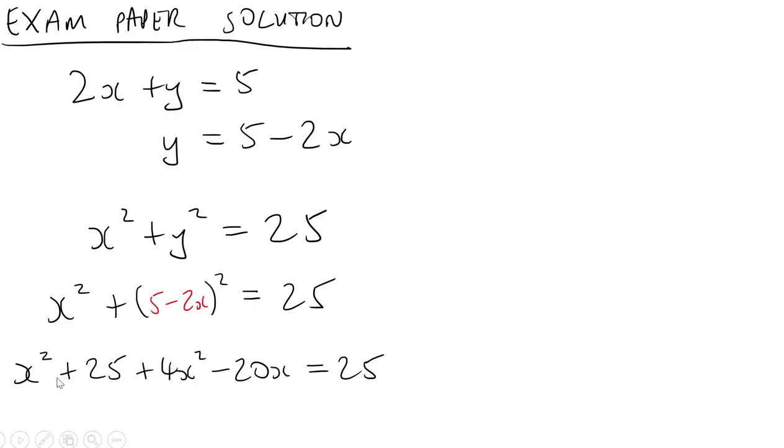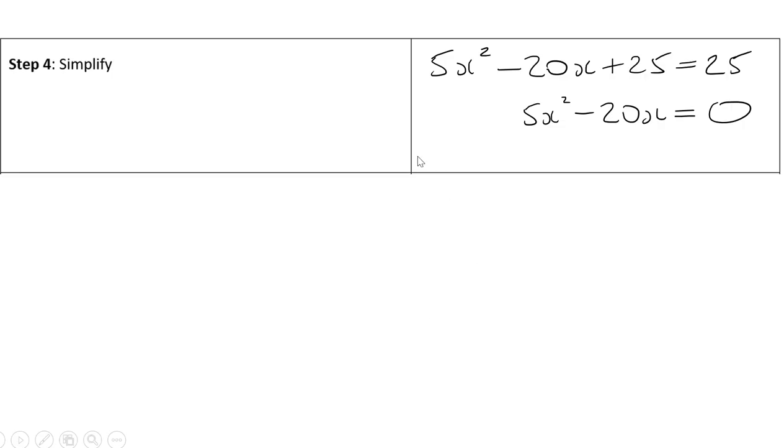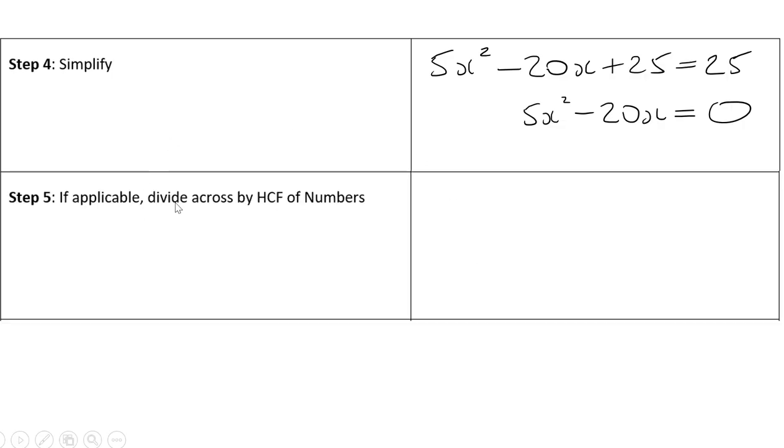In terms of your exam paper solution, x squared plus 4x squared is 5x squared minus 20x, and take away 25 from this side, take away 25 from this side, you're just left with 5x squared minus 20x is equal to 0. So now we're up to step 5. If applicable, divide across by the highest common factor.